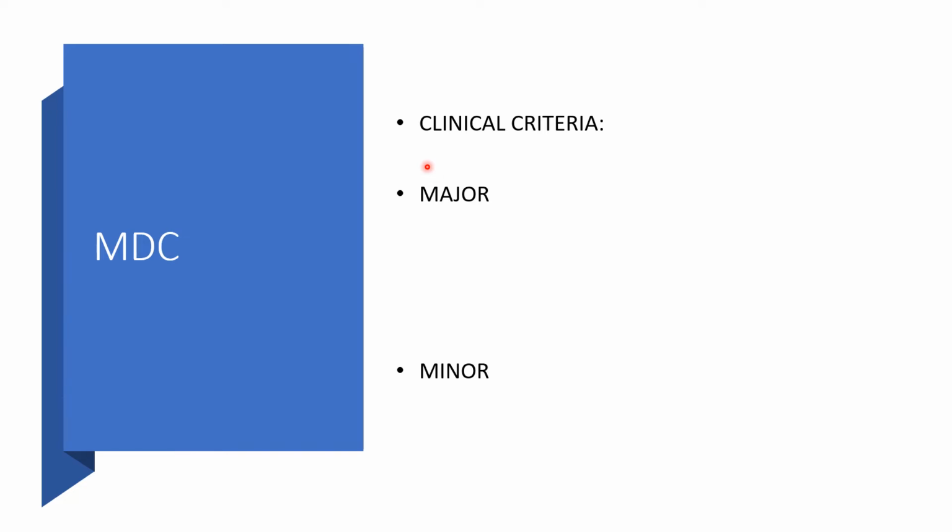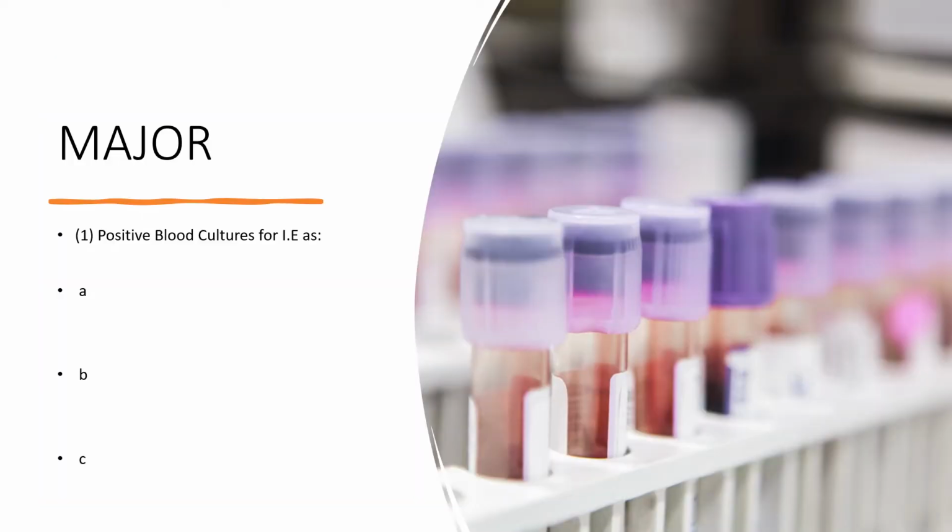We've just gone through the pathological criteria where histopathological study of vegetation and intracardiac abscess will become pretty helpful. Now, let's go through the clinical criteria. Here we'll have the major and minor. Now, the major criteria.